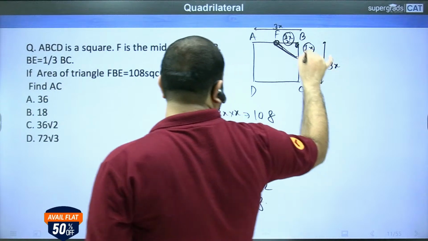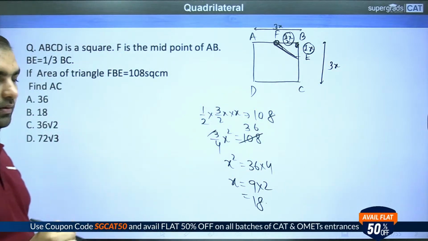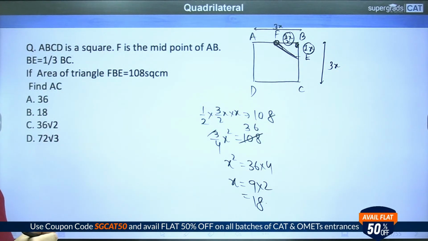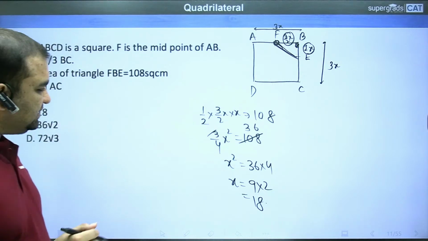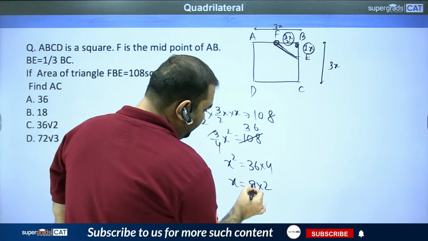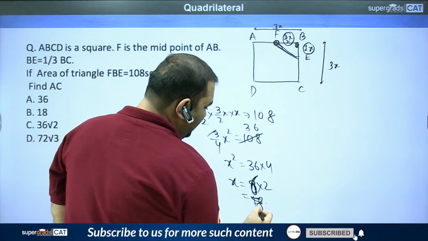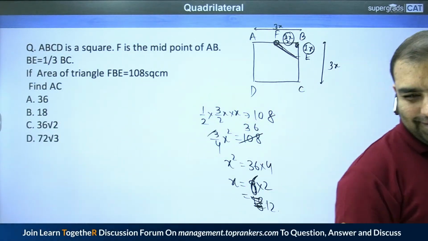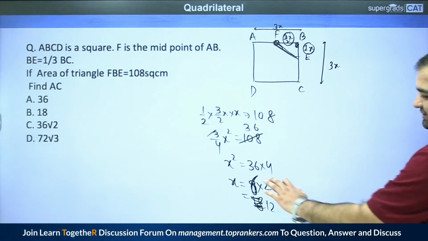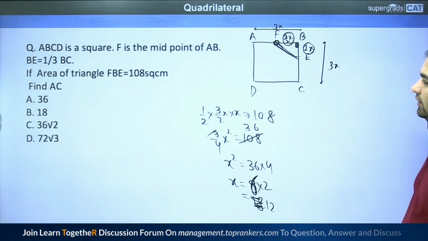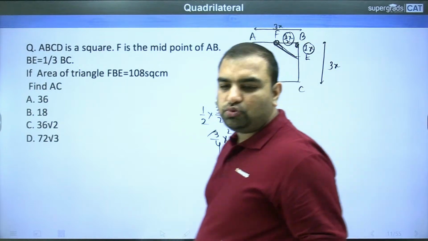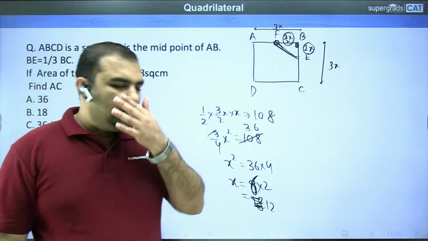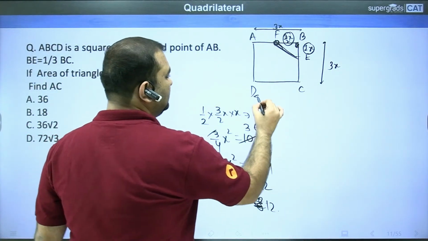So what is the side of the square? Let me check some calculations. Yeah. 6 2 जा 12. Options ने help कर दिया. 6 2 जा 12. So x is 12. What is x? 12.